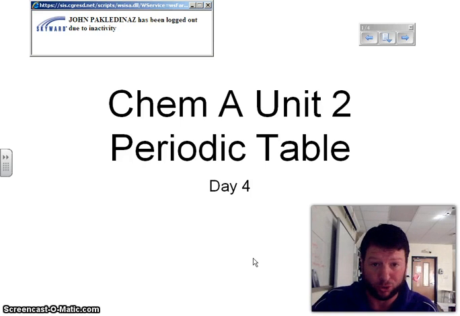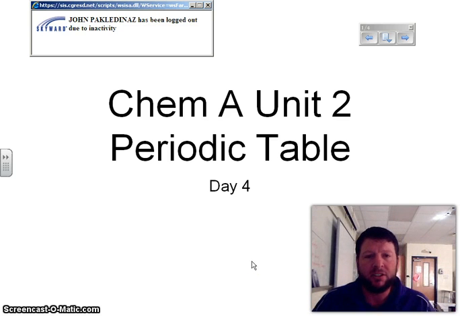Today we're going to talk about trends in the periodic table: trends in atomic size, trends in ionization energy, and trends in electronegativity. The good thing about trends is that if we can figure out what the trends are of those three categories, we do not need to memorize all 118 elements in the periodic table.